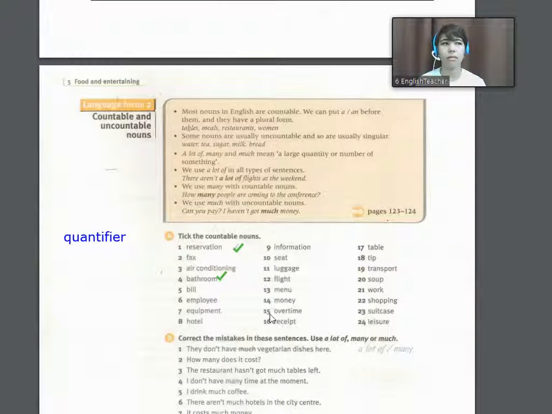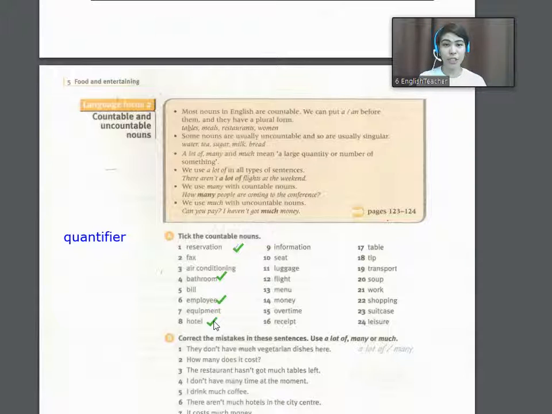The actual bill papers, we can count them. 1, 2, 3 bills that I need to pay. But the bill itself as a general term is uncountable. Okay? Employee. Yes, we can count employee. Equipment. Okay, so equipment is uncountable. Equipment is a combination of a lot of different machines, so we cannot count them. Hotel, very good. It is countable.